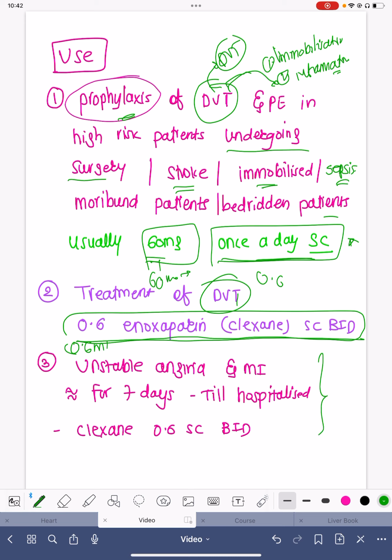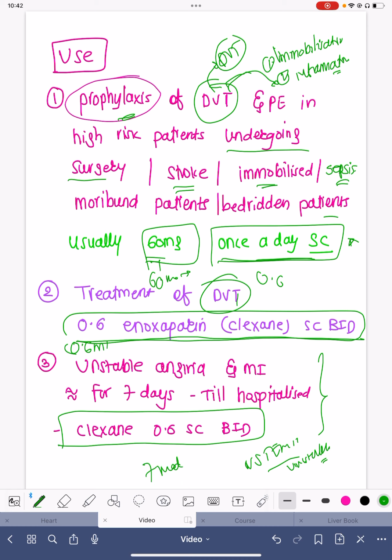Any patient presenting to the hospital with chest pain who may have ST elevation MI or non-ST elevation MI or unstable angina, all these patients are specially given injection Clexane or low molecular weight heparin twice a day till the patient is hospitalized, mostly for around 7 days if the patient is staying. And for post-MI patients and post-angioplasty patients, it is definitely given till the patient is hospitalized.